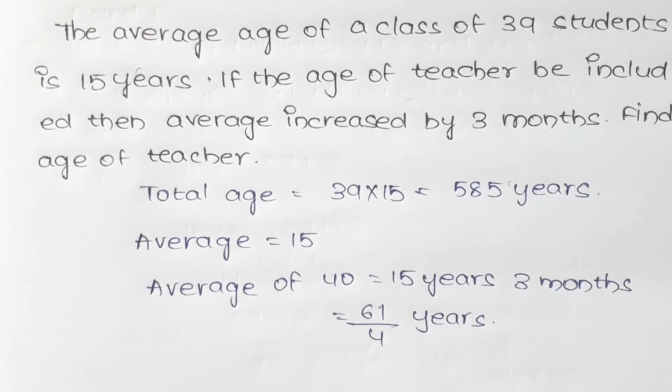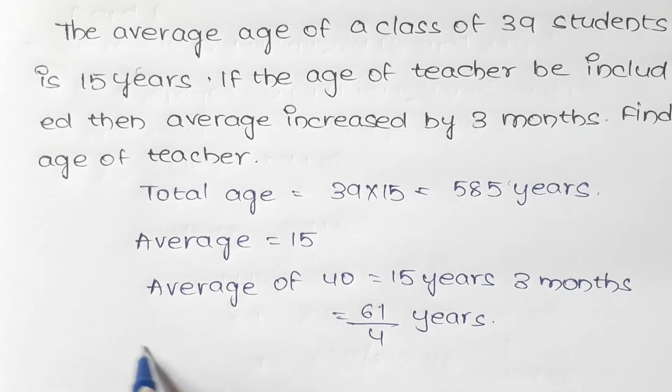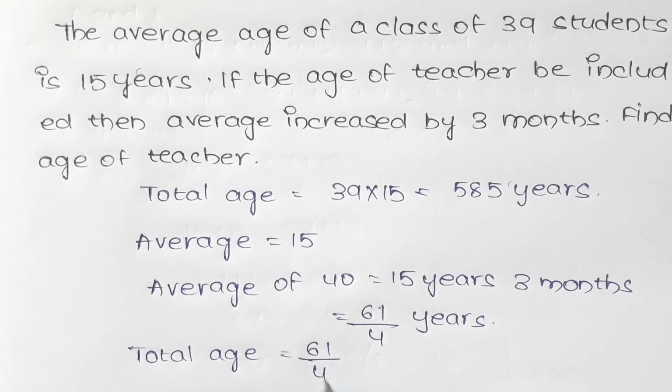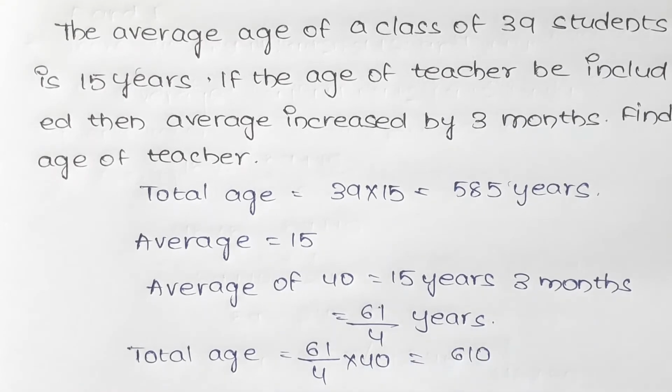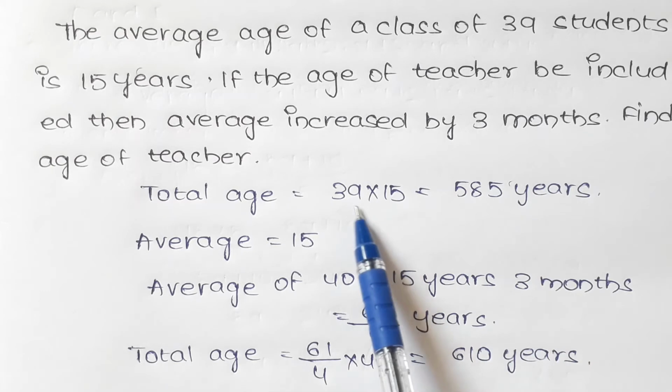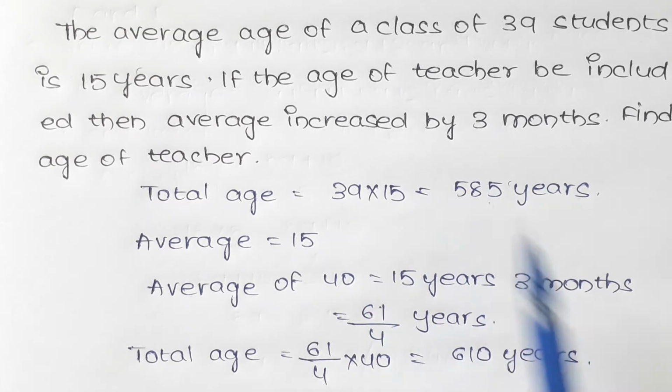And now we have the average. Now the total age of 40 persons is 61 by 4 into 40, that is 610. The total age of 39 members is 585 years, and the total age of 40 is 610 years.